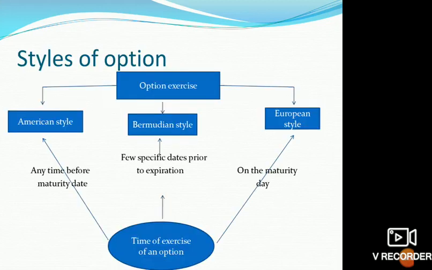There are a few types of option exercises. American style, which says the execution can be any time before the maturity date. Okay, on or before the maturity date they can execute the contract. European style: only on the maturity date can they execute the contract. Another style is called the Bermudan style, where a few dates are mentioned in the contract itself on which they can execute the contract. The execution date is already mentioned and prior to that a few dates are also mentioned. On those dates the holder can execute the contract.